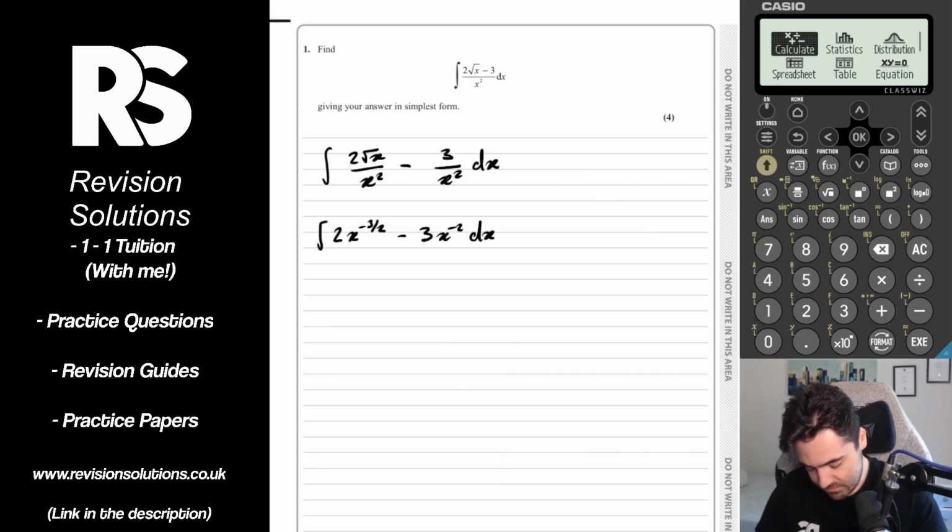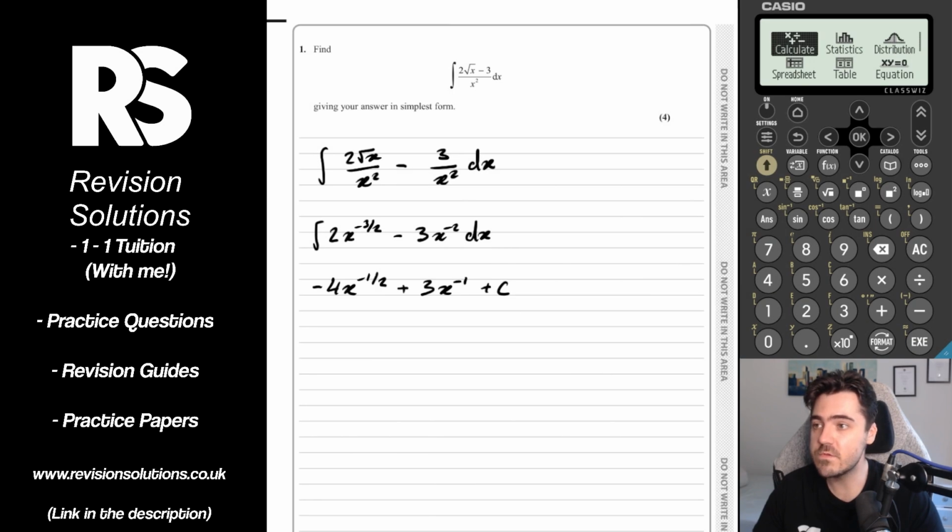Then integrating, we're going to raise the power by 1. So minus 3 over 2 plus 1, that's minus a half. If we divide by minus a half, that turns the first term into minus 4x to the minus half. And then raising x to the minus 2 by 1, that's minus 1. Minus 3 divided by minus 1 would be plus 3. We have plus 3x to the minus 1, and then we need to write a plus c.